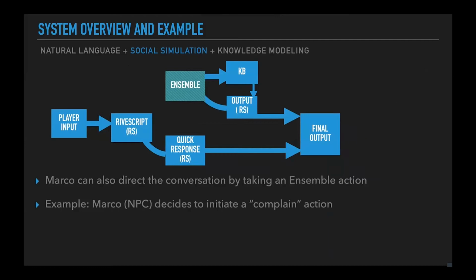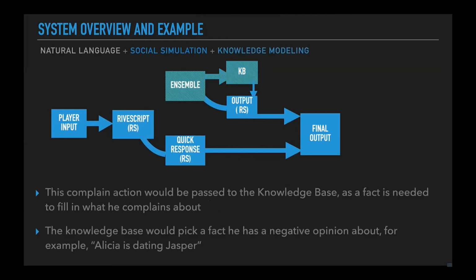Marco can also direct the conversation by taking an Ensemble action. Due to his internal state, one of the things he most likes to do is complain to the player. He might at this point decide to initiate a complaint action. In this case, Ensemble would execute the complaint action, which has no success or failure states.